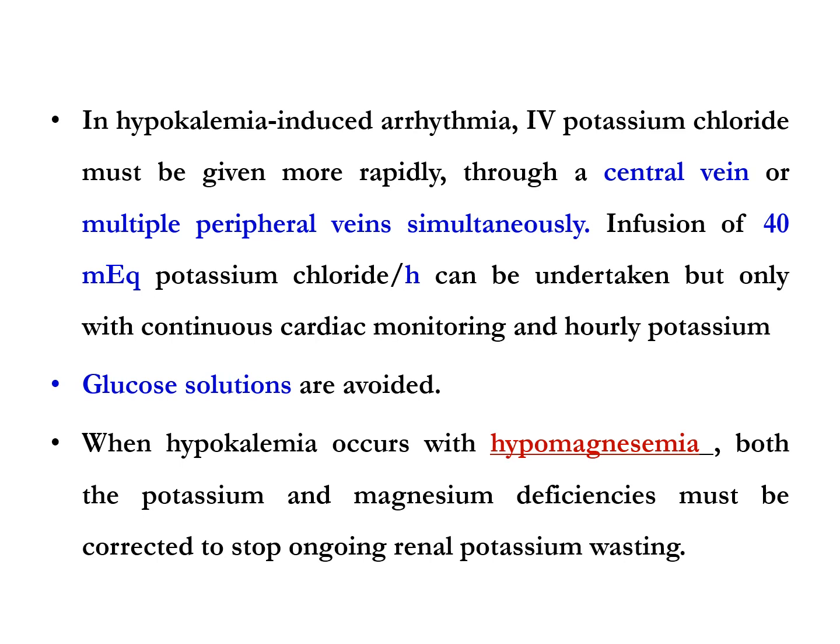We don't give potassium in a glucose solution because, as you know, glucose leads to stimulation of insulin, and the insulin will lead to glucose and potassium entry into the cell and the intracellular shift of potassium, which aggravates hypokalemia. When hypokalemia occurs with hypomagnesemia, as we discussed in our case, both the potassium and the magnesium deficiency must be corrected to stop ongoing renal potassium wasting, because hypomagnesemia leads to increased renal potassium secretion.